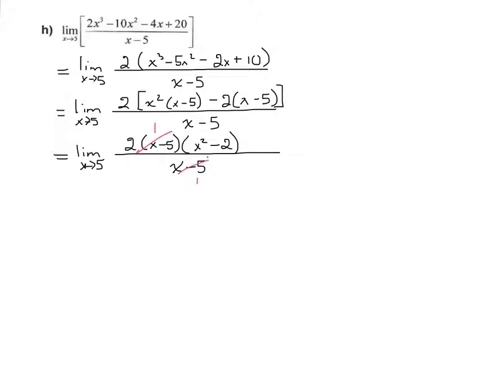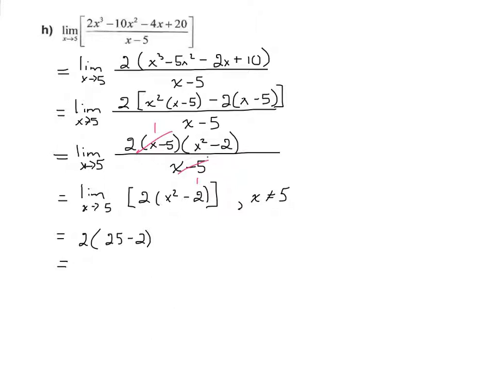Again, that canceling, leaving us with the limit of x approaching 5 of our value 2 times x squared minus 2, where x again cannot equal 5. And now, of course, direct substitution works. Putting it in there, we'll end up with 2 times 25 minus 2, which of course is 23. 23 times 2 is 46.